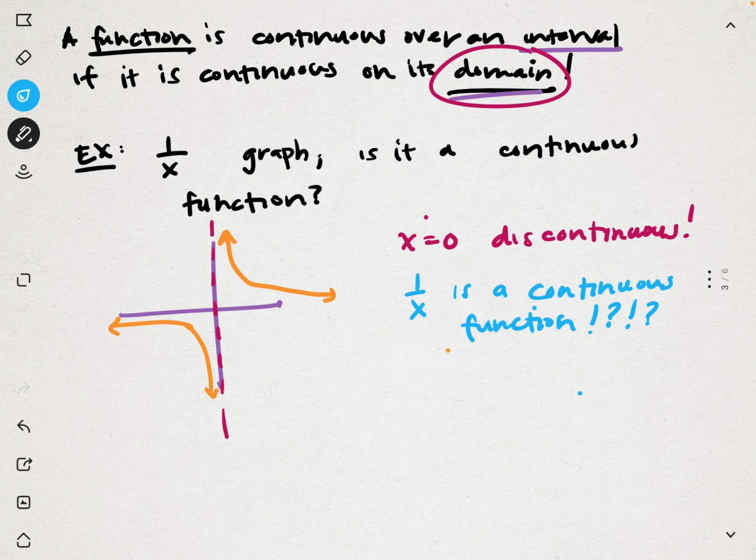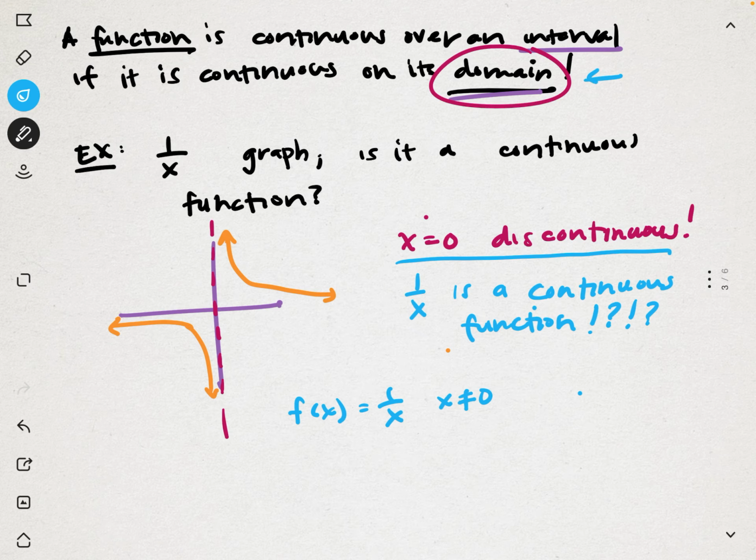Okay, so let's talk about why it's a continuous function. Let's think about the domain. When we say that f of x equals 1 over x, we have this little disclaimer that says, oh wait, x cannot be equal to 0, right? 0 is not part of the domain of this function, because if we plugged in 0 there, we wouldn't have an answer. It'd be undefined. So 0 is not part of the domain. Therefore, even though it's discontinuous at 0, we don't include that. So over the rest of this function, it's continuous.